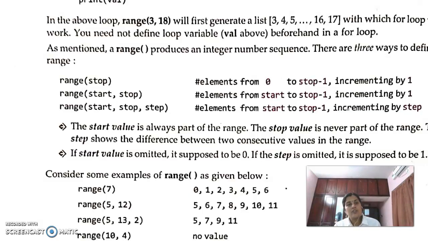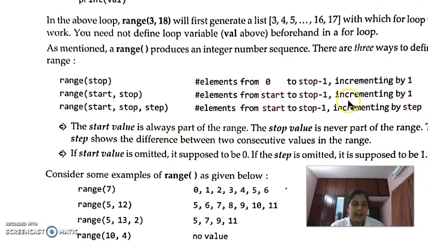Then there are three ways to define a range. The first method is range, inside brackets, stop. Stop means elements from 0 to stop minus 1, incrementing by 1. That means range of stop. Here stop is a variable. We can give any variable, range of i, range of j, like that. Here we use the variable stop. Range of stop will give values from 0 up to stop.